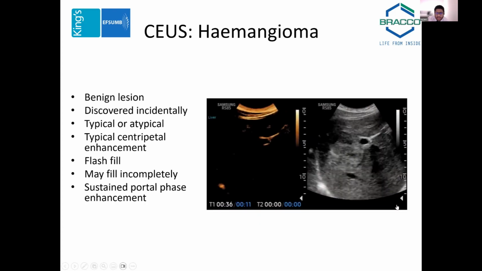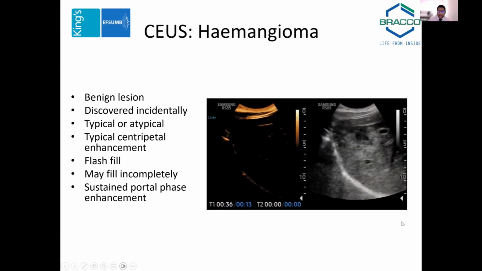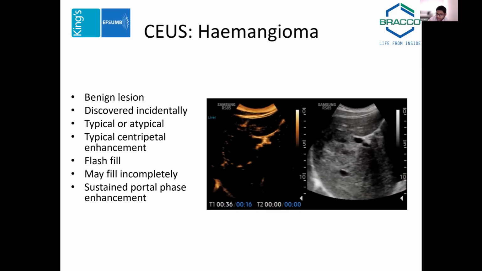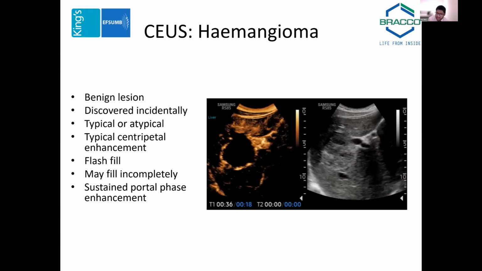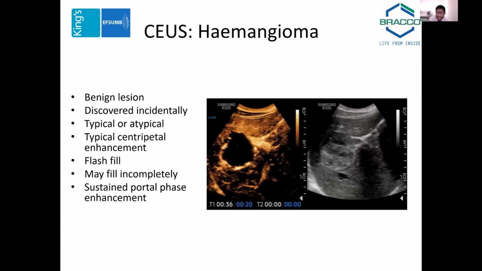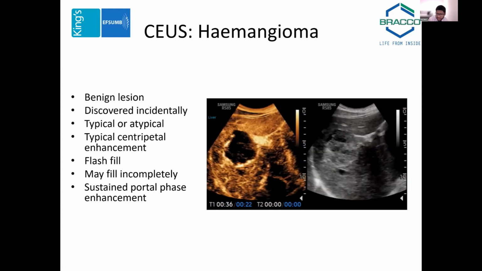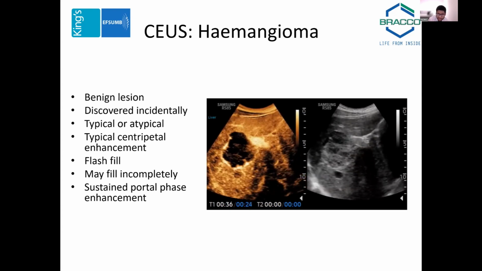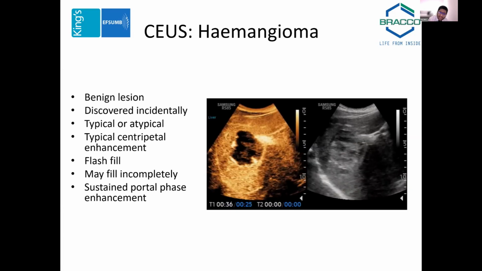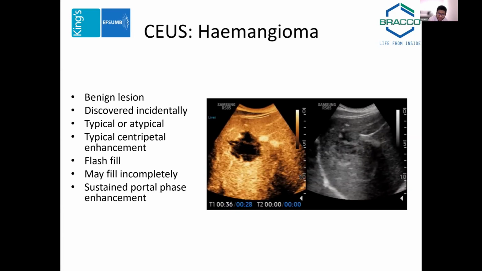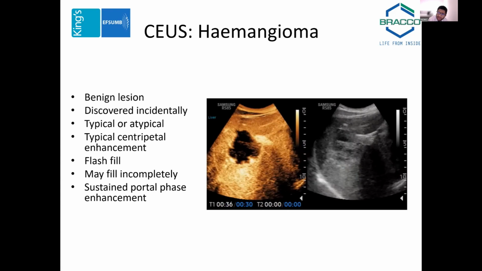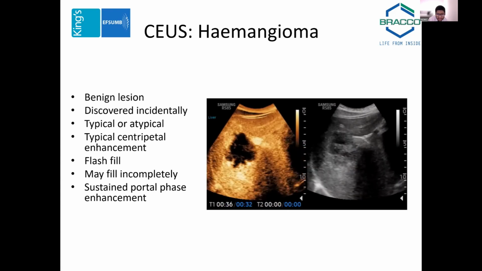Hemangiomas. These lesions are benign lesions. They're thought to be as common as 1 in 5 females, almost always incidentally discovered. They're the most common solid focal liver lesion. They can either have a typical or atypical appearance by description. On B-mode, the typical ones do not need contrast enhanced ultrasound.